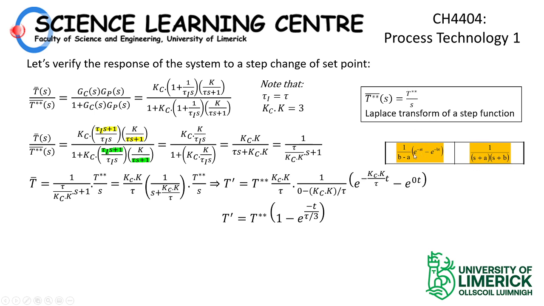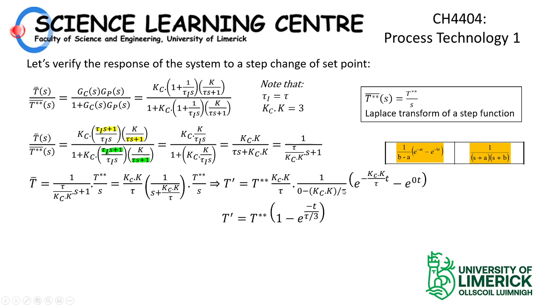And if you remember this part, if I have 1 over s plus a times s plus b, then the Laplace inverse transform is 1 over b minus a times e to the minus at minus e to the minus bt. And that's what I'm trying to get here. Okay, so the Laplace inverse transform gives us the following. T prime, which is the Laplace inverse of T bar, is equal to T double star, which is essentially a constant here, times KcK over tau. These are the constants that we have. Now 1 over b minus a is 1 over 0 minus a, which is this term here, KcK divided by tau, times e to the minus at minus e to the minus bt.